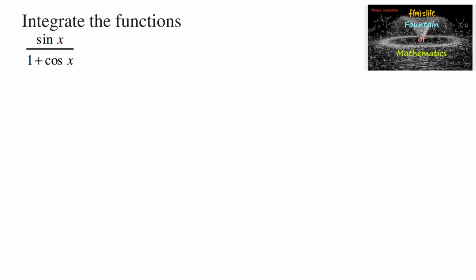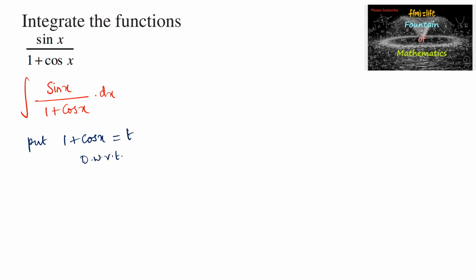Integrate the function sin x upon 1 plus cos x. We can write integral sin x upon 1 plus cos x dx. We know that differentiation of cos x is minus sin x. So let us put here 1 plus cos x is equal to t. Differentiating with respect to x, we have minus sin x dx is equal to dt, or we can write sin x dx is equal to minus dt.